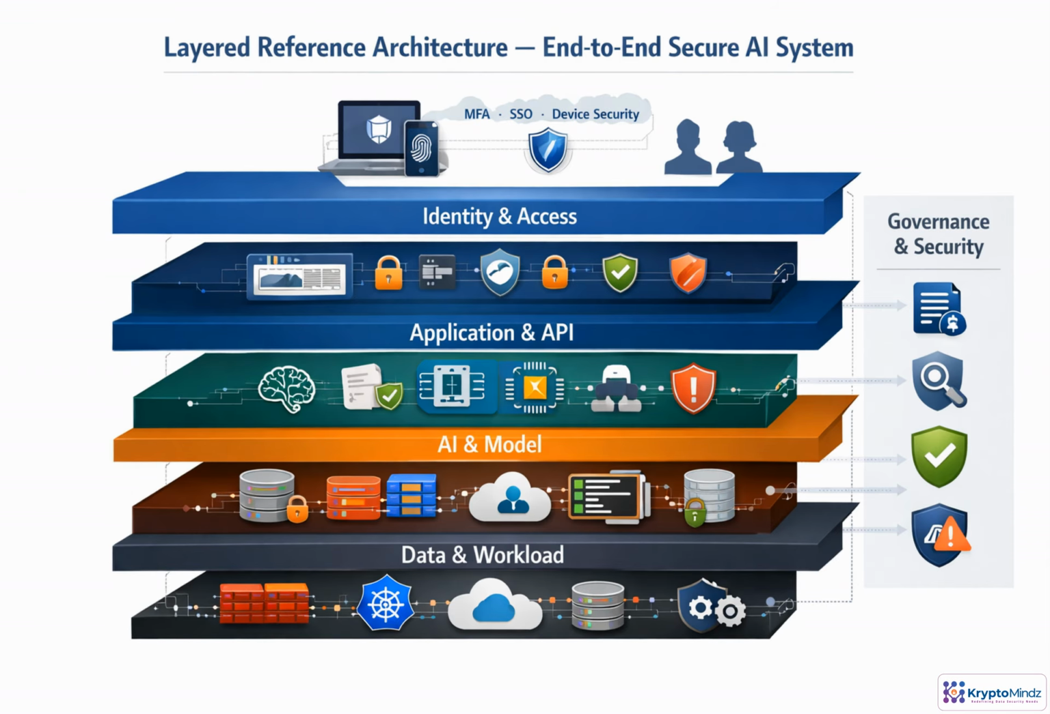Secure AI works best as a layered system, not as a single control. Identity proves who and what is connecting. Application and API controls shape the session, validate inputs, enforce authorization, and slow abuse. The AI layer adds prompt defenses, retrieval filtering, model permissions, agent boundaries, and output checks. Data, workload, and infrastructure controls provide segmentation, encryption, logging, and resilience. Governance cuts across every layer, making responsibilities visible and controls auditable end-to-end.